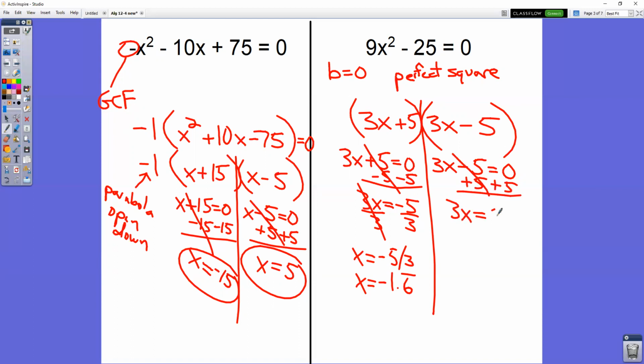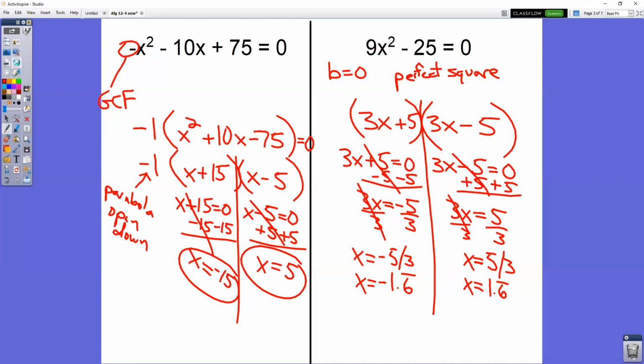For 3x minus 5, we would do +5 and +5. So 3x equals 5. Divide by 3, divide by 3. You could leave it as a fraction, 5/3, or you could change it into a decimal, and it would be +1.6 repeating. But you have to be able to recognize when it is the difference of two perfect squares: when it has a b term of 0, when your a term and your c term are perfect squares, and when you are subtracting.